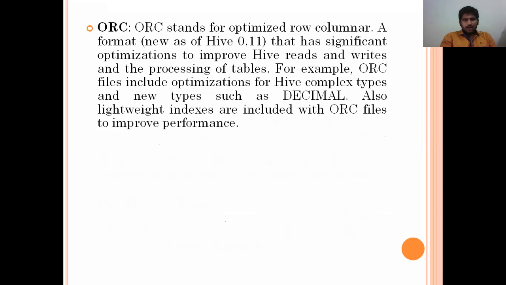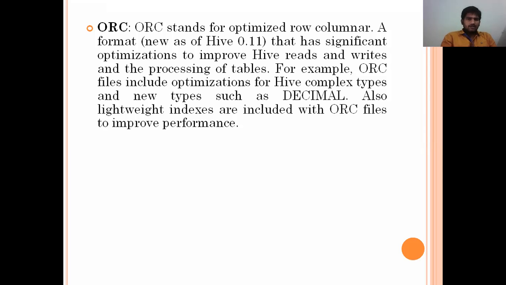Then another one is ORC, which stands for optimized row columnar. It is a new format as of Hive 0.11 with significant optimizations to improve Hive reads, writes, and the processing of tables. This means we handle both columns and rows. ORC files include optimizations for Hive complex data types. We already know that Hive provides both primitive and complex data types. So what is the simple meaning of complex data types?